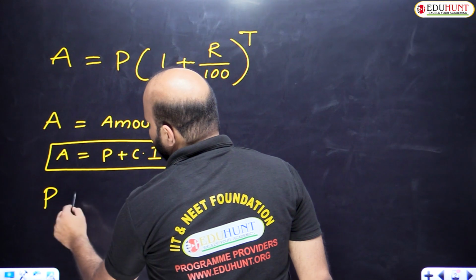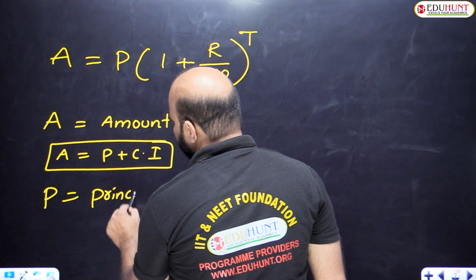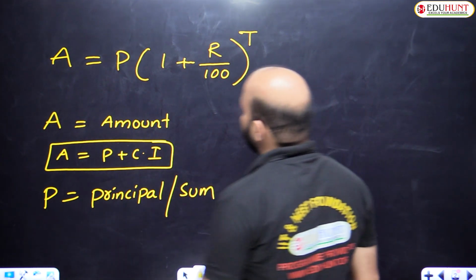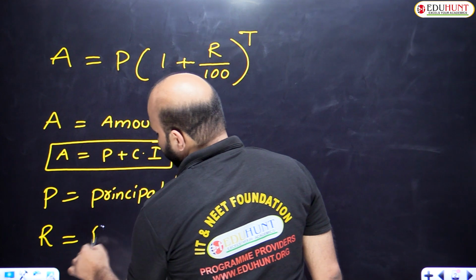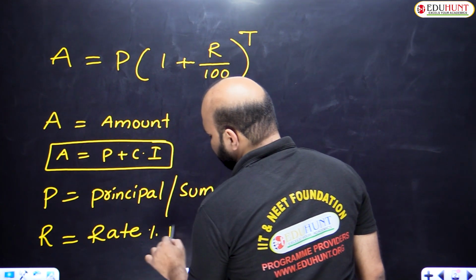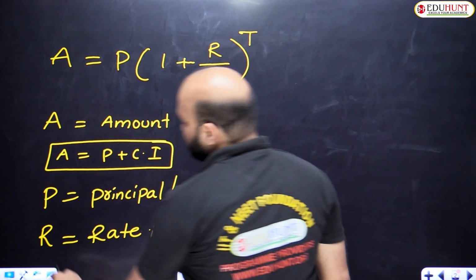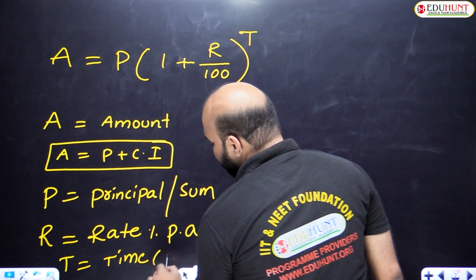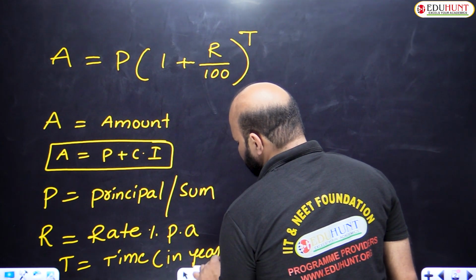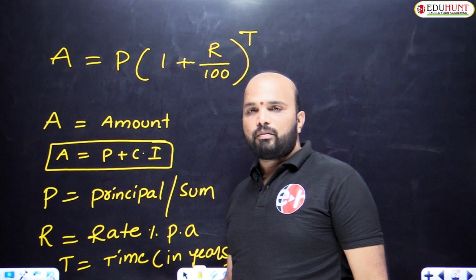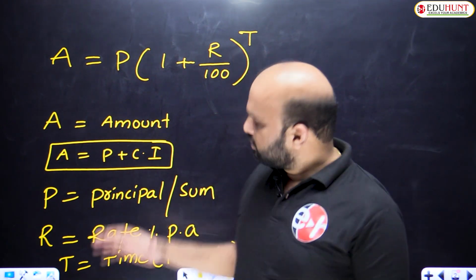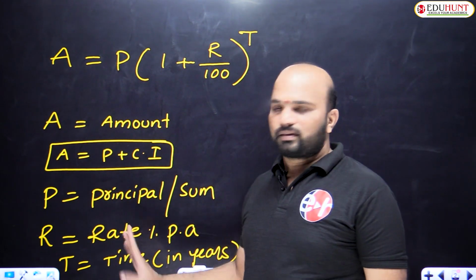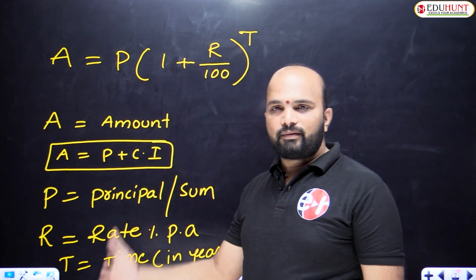P stands for principal, or sum of money. A certain sum of money is called principal. R stands for rate percentage per annum. T stands for the time period. Time is always calculated in years, in simple interest as well as compound interest. But sometimes it is given as compounded semi-annually or compounded quarterly. If such conditions are mentioned, the time will change based on the given conditions.